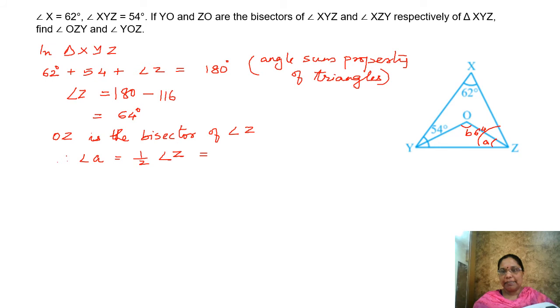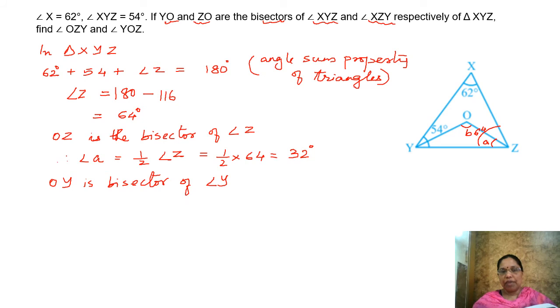Now this OZ is bisector, which means angle A is half of Z. Half of Z means half of 64, that is equal to 32 degree. Okay, angle A is equal to 32 degree. Now what else is given? OY is bisector of which angle? Angle Y. Here it is given, YO and ZO are bisectors of angle XYZ and angle XZY. So OY is bisector of angle Y.